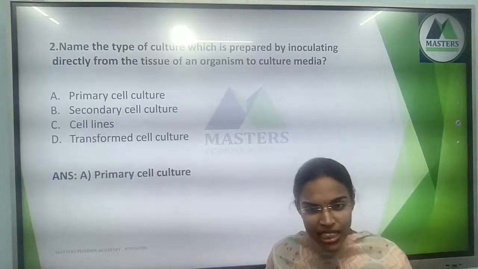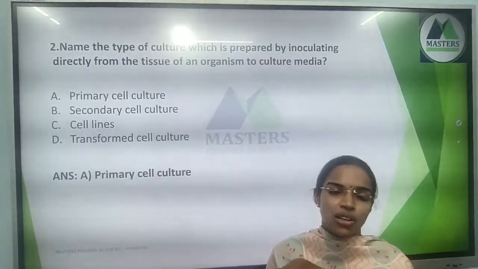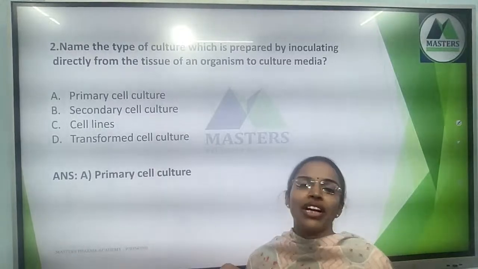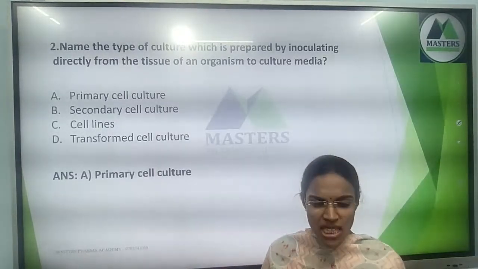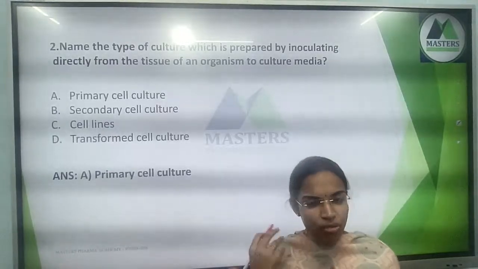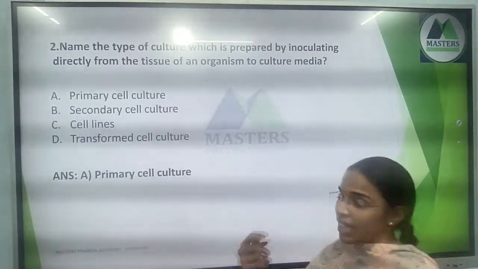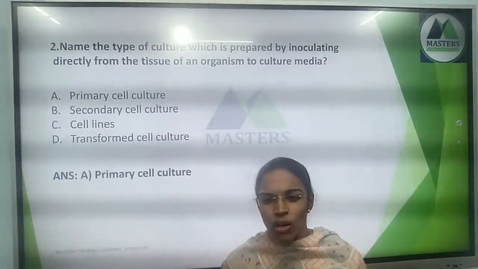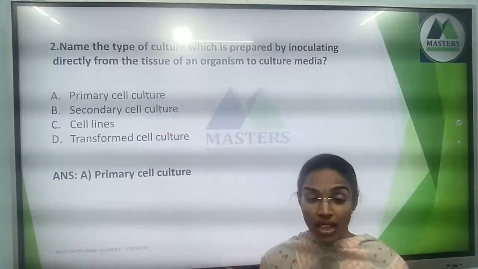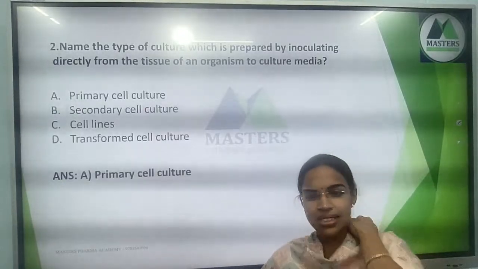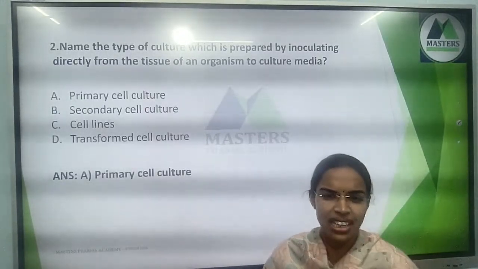Secondary cell culture is formed, or can be generated, from primary cell culture by proliferating the cells. By just removing the cells or tissues and letting them proliferate, we get a secondary cell culture. And what are cell lines? What about cell lines? Anyone? Any answers? What are cell lines?